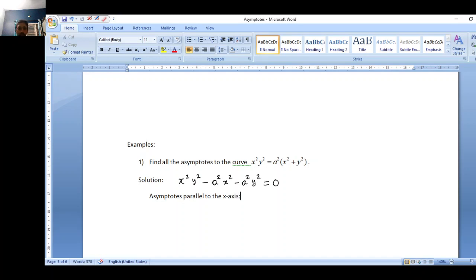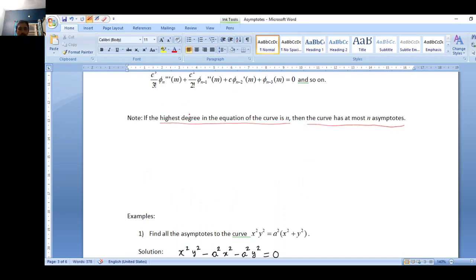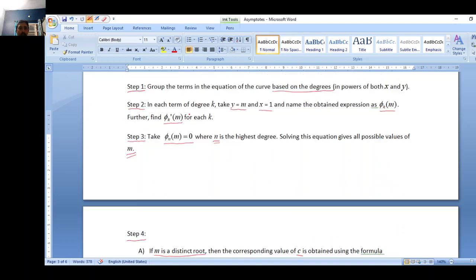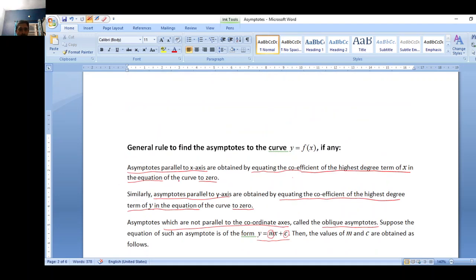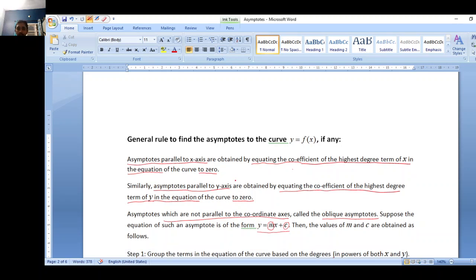so to find this, what we do is we will just recall as to what is to be done. So to find asymptotes parallel to x-axis, equate the coefficient of the highest degree term of x in the equation to 0. What do you mean by that?